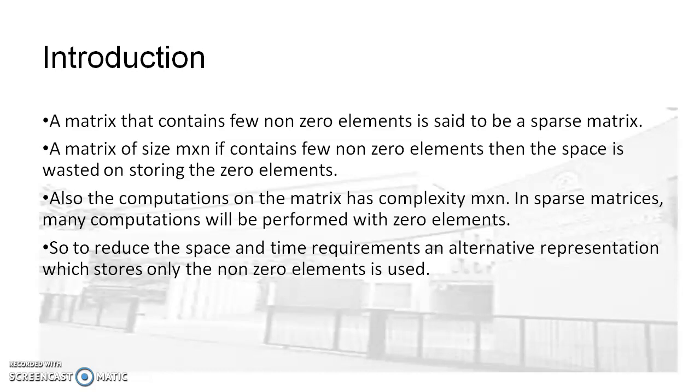So, in case we have a sparse matrix in which there are only a few non-zero elements and most of the elements are zero, then instead of storing it in the regular row by column form, it is stored using an alternative representation. In the alternative representation of sparse matrix, only the non-zero elements are stored. Hence, the space requirement will be optimal, and as the operations will be performed only on the non-zero elements, the time requirement will also be efficient.